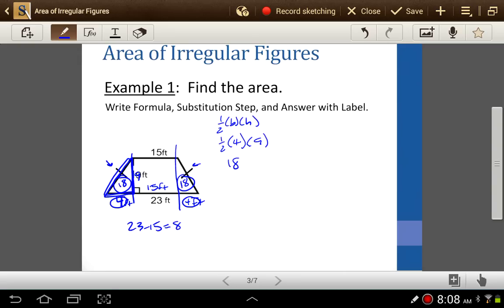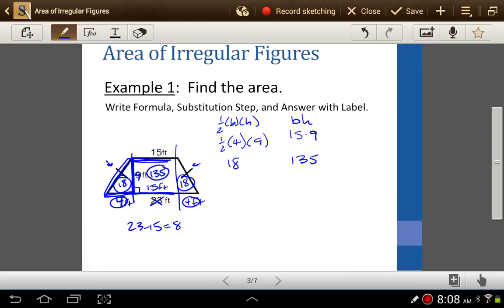Now this rectangle in the middle does not have a base of 23. Remember, we broke it down. It's the 15 and the 9. So that has base times height. So that is 15 times 9. And when I multiply 15 times 9, I get 135. So that's 135. So now I found the area of each piece.